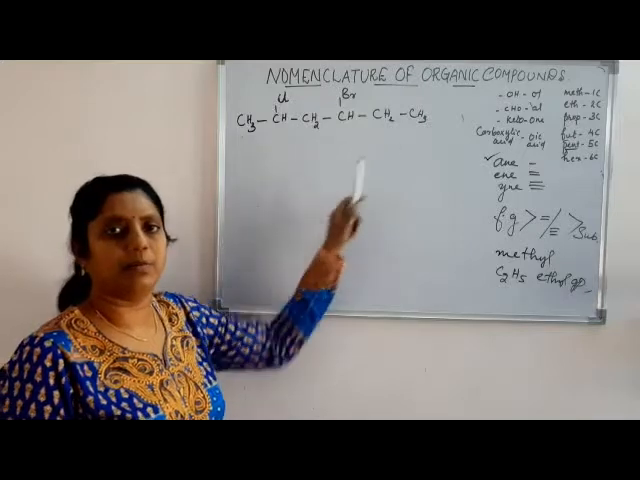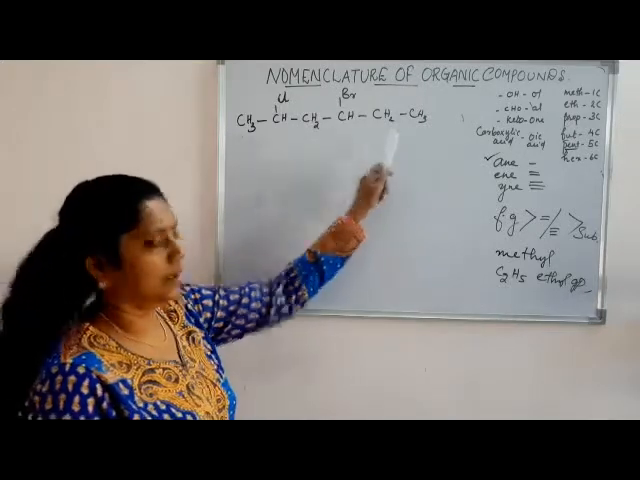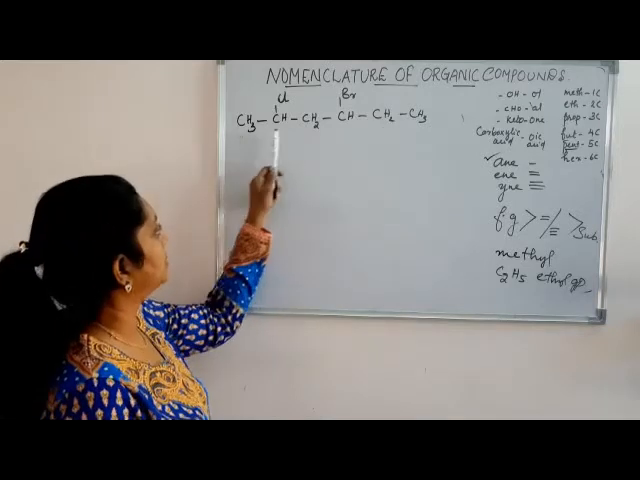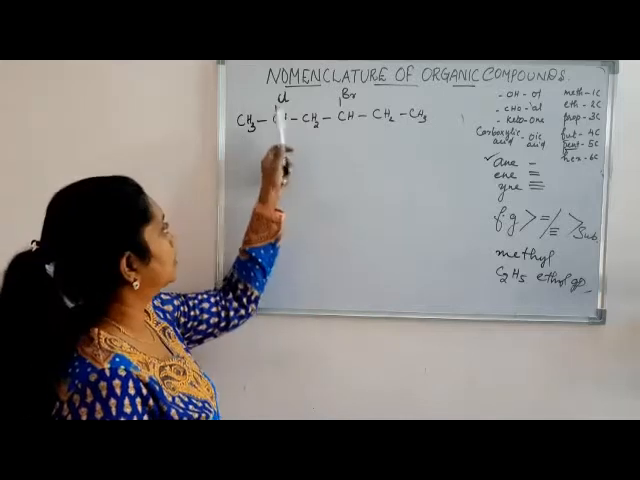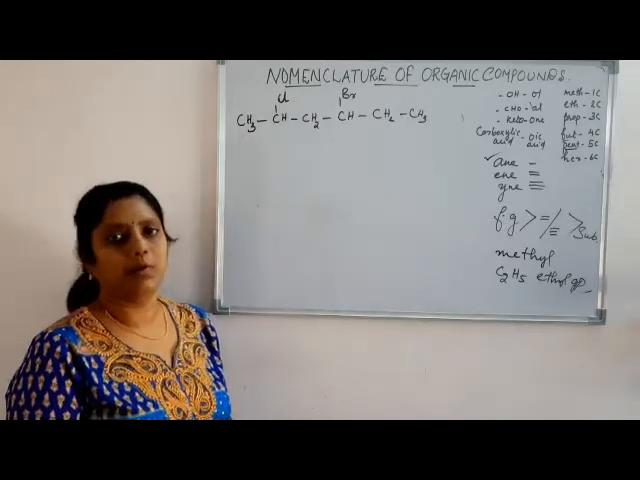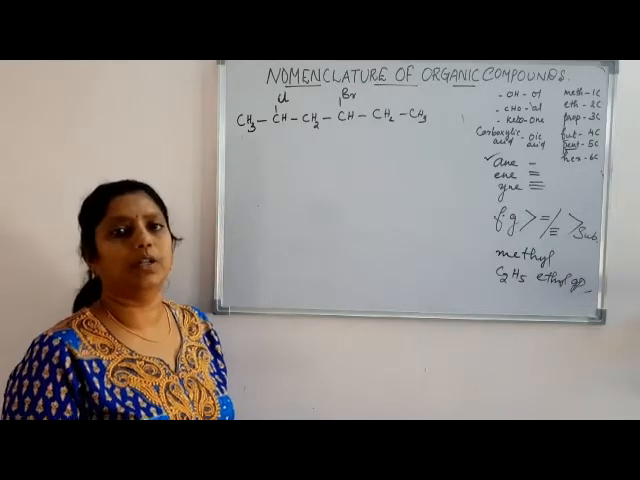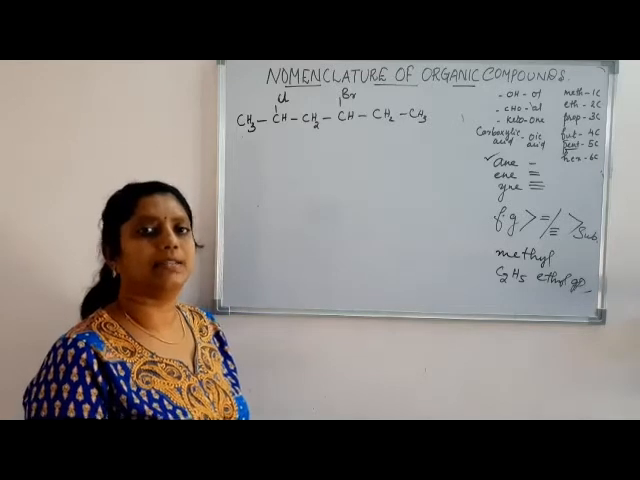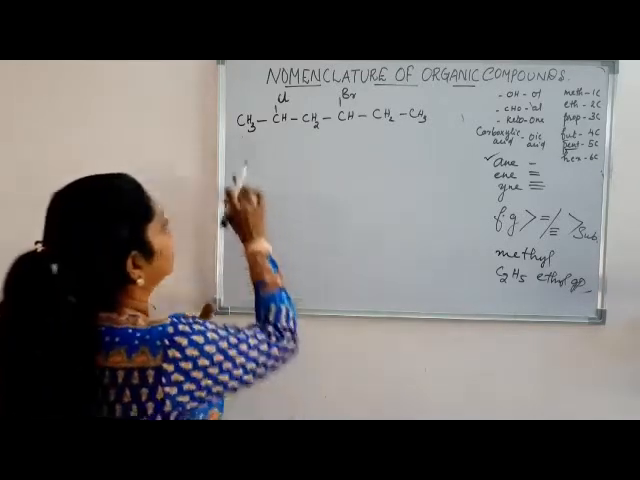This is the next compound. First we have to identify the longest chain. This is the longest chain. It contains how many carbon atoms? 1, 2, 3, 4, 5 and 6 carbon atoms are present, and 2 substituents are here, that is, 1 chlorine atom and the other a bromine atom. Halogens present in the compound, that is fluorine, chlorine, bromine and iodine, are treated as substituents, not as the functional group.